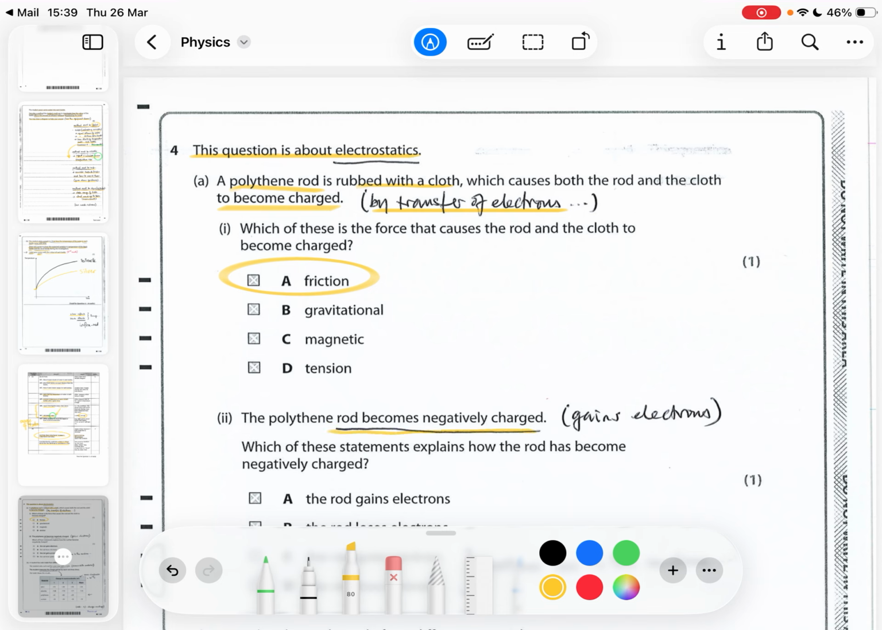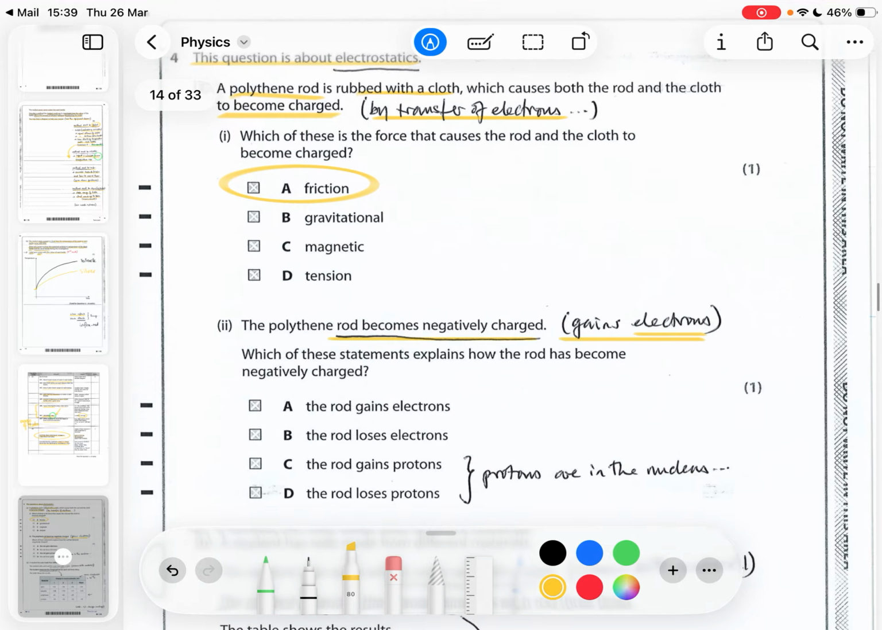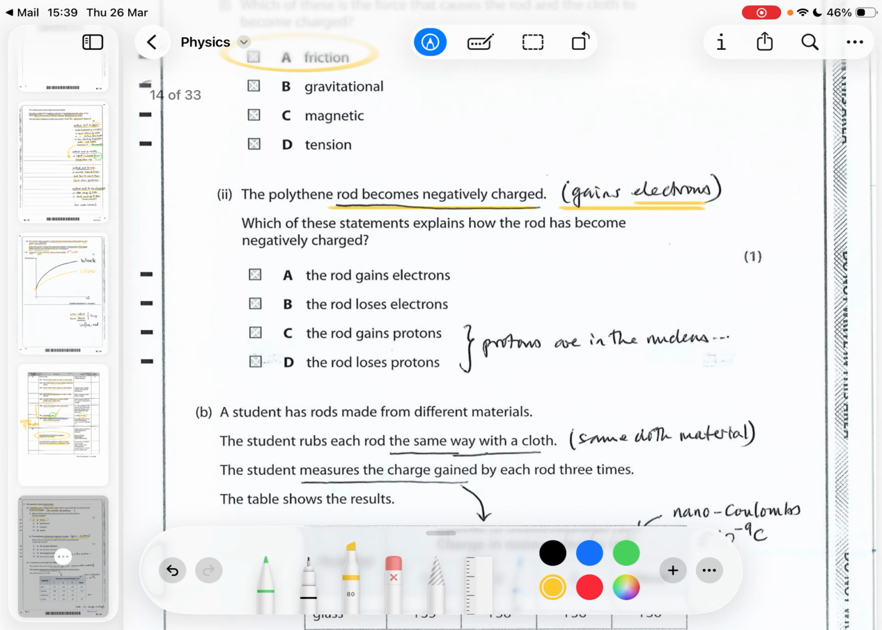Polythene rod becomes negatively charged. That means it's gained electrons because electrons are negative. Yeah? The one that gains the electrons becomes negative. The one that loses the electrons loses negativity. Okay? Protons are in the nucleus, I've written here. So it's got nothing to do with C or D. It's got to be A or B. And it says which statement explains how the rod has become negatively charged. To become negatively charged, it gains electrons. So there you go. The answer is A.